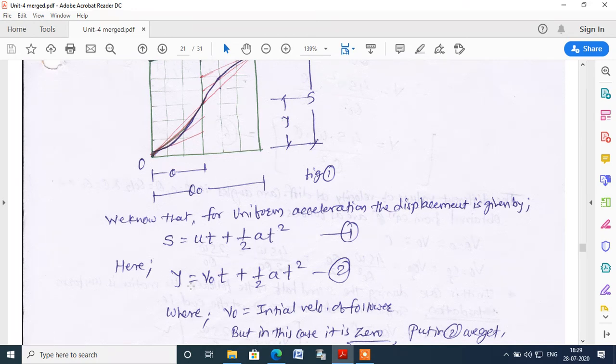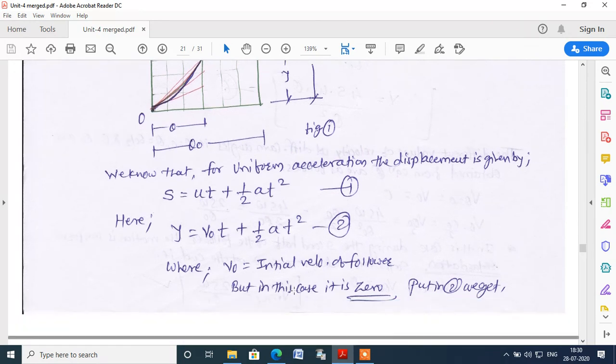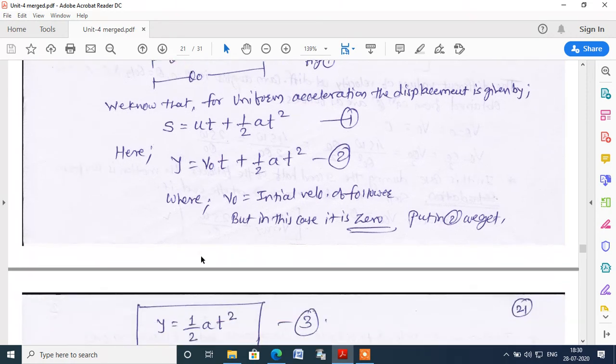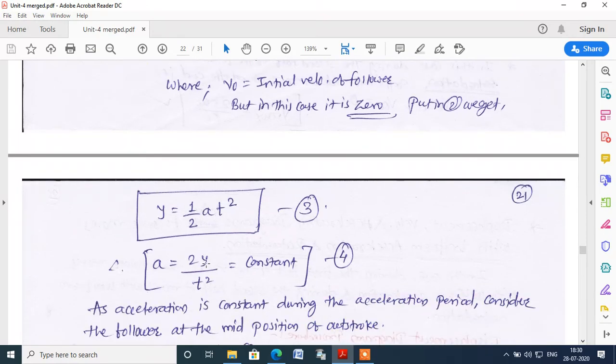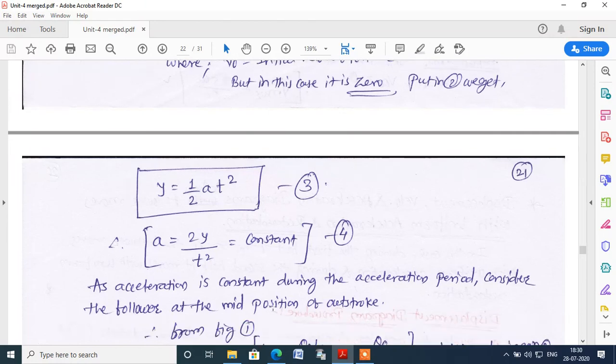So here y is equal to, instead of u, let us say v0: y equal to v0 t plus half a t square, where v0 is the initial velocity of the follower. But in this case the initial velocity is 0. So putting this value in this equation, y is equal to half a t square. So a equals 2y upon t square, and that is equal to a constant.